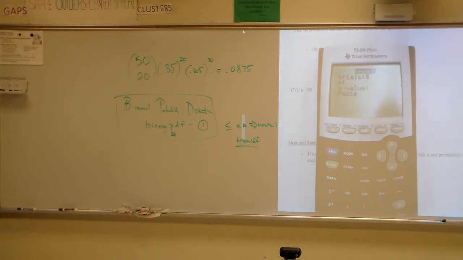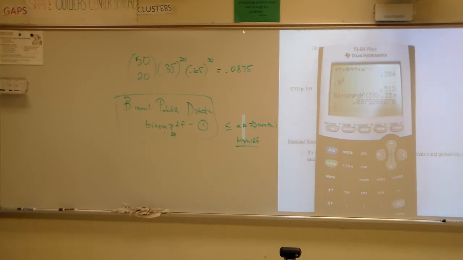Trials, how many trials do I have? Well, I have 50 trials. The probability of success is 0.35. My X value is 20. And there it is. A lot faster than going through that formula. But the formula is important to knowing what you're doing, so that's why we do it. We'll have more practice on that shortly.